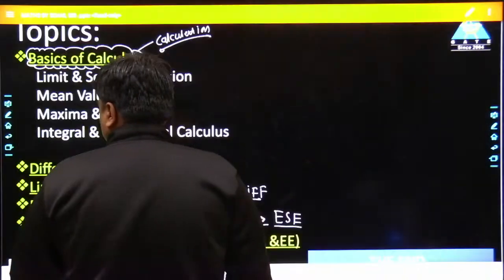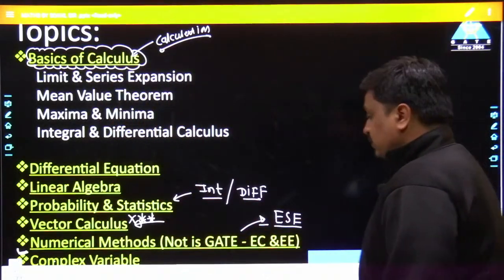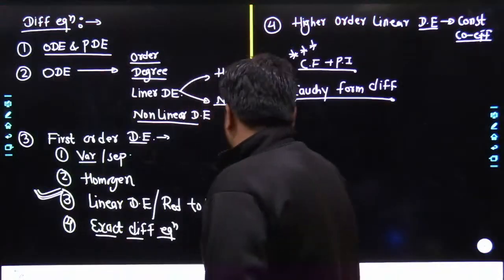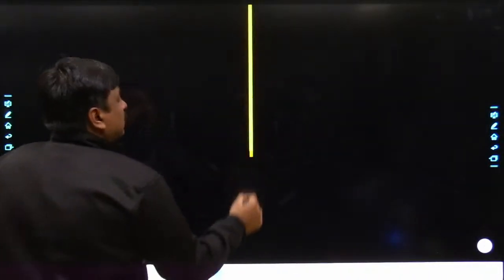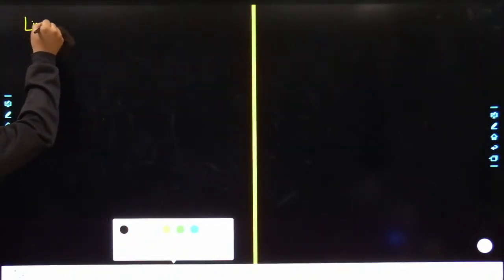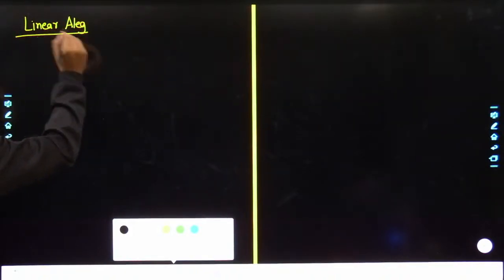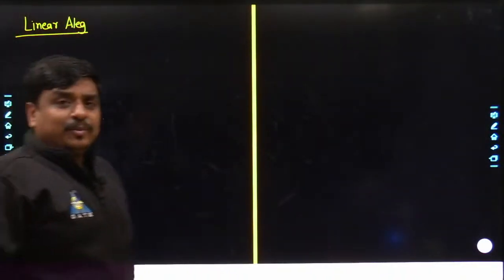Now it's time for linear algebra. So anyway, let me go to the next slide. Linear algebra. Obviously, in linear algebra we are going to deal with the different kinds of matrices as well as the determinants of those given square matrices.